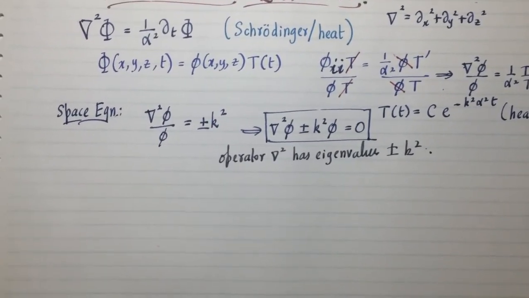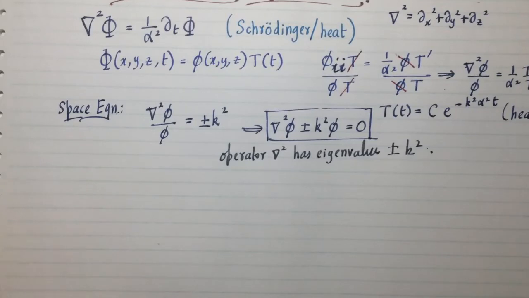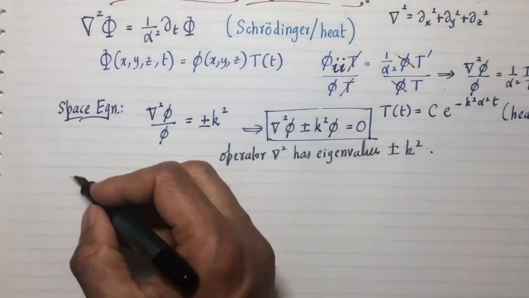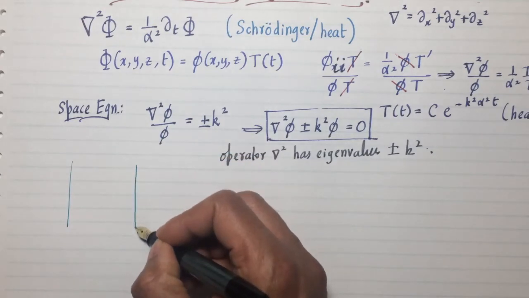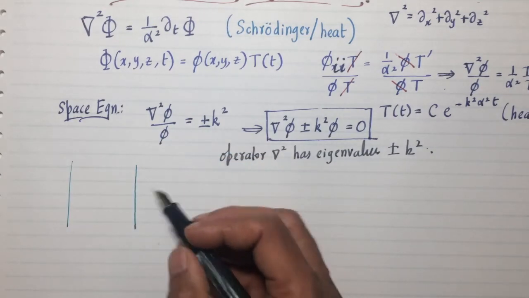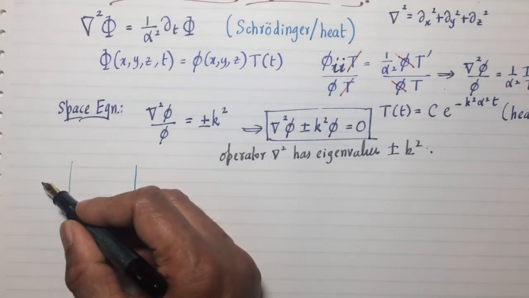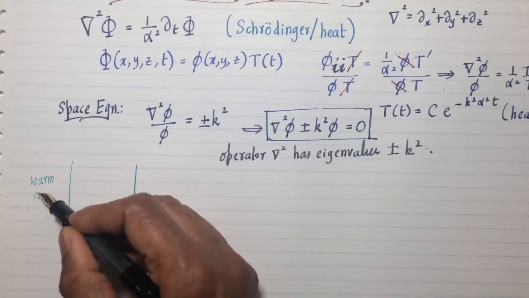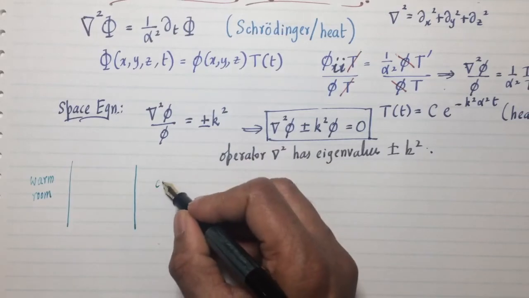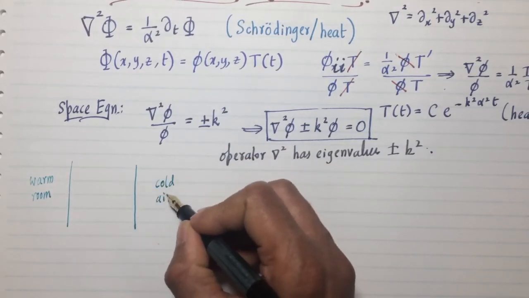So let's take a very simple example involving the heat equation in one dimension. Now I won't do the full details of this. They're there in the notes. I'll just sketch some of the details. But you basically have a warm room in the winter and a cold air in the outside.